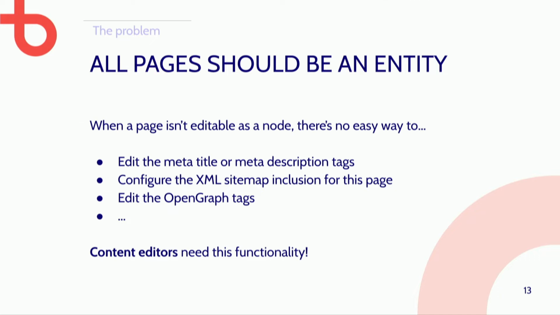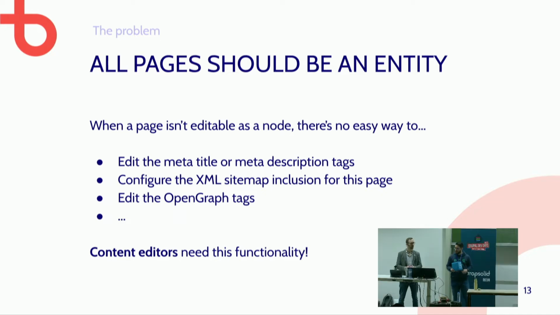Now, this is an issue for content editors because they need to be able to edit their meta title, their meta description. They need to be able to configure the sitemap XML settings or edit the open graph settings so they can change the image you see when you share the page to Facebook and things like that. But when your page isn't an editable node, when it isn't an editable entity, then there is no easy way for content editors to update that kind of information.